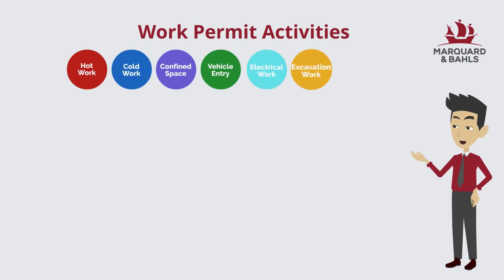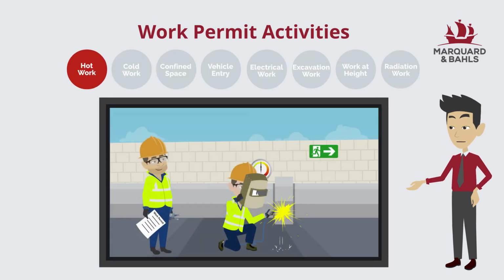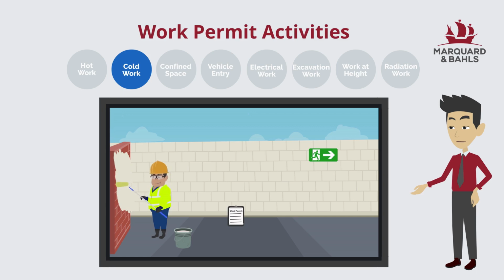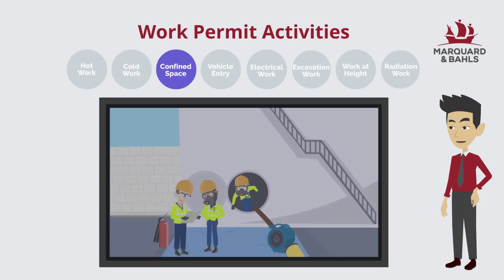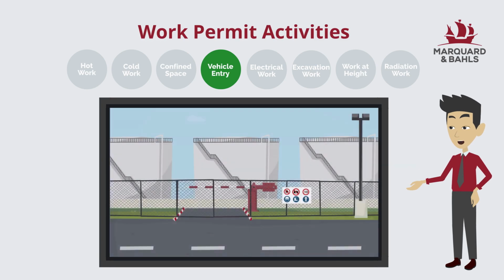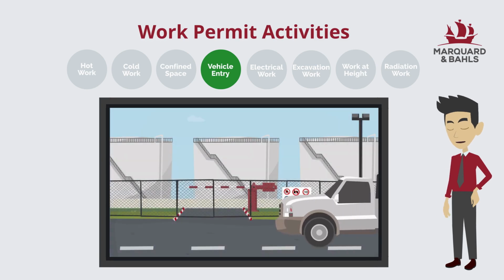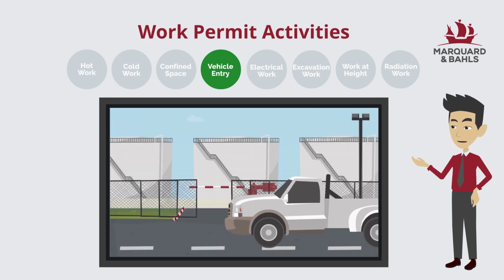Examples of these activities are hot work, activities that have the potential to release enough energy to be an ignition source. Cold work, non-routine work that does not have the potential to release enough energy to be an ignition source. Confined space, entering or carrying out work in enclosed areas that have limited or restricted means of access, or may contain a hazardous or toxic atmosphere. Vehicle entry, entrance of a vehicle into a restricted or hazardous area.